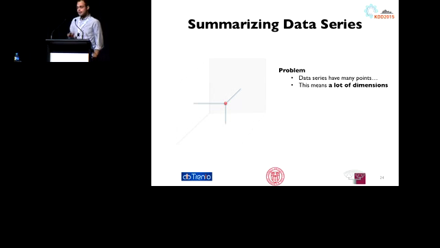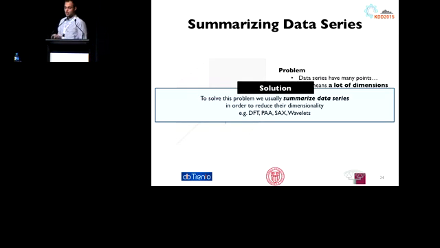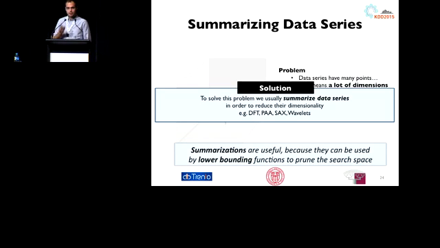So we're interested in similarity search, which means that we have to treat data series as multidimensional points. But the thing is that data series have many records, they have many points, which means a lot of dimensions. So in order to solve this problem, we usually summarize data series. We can use, for example, summarizations such as DFT, PAA, SAX, wavelets, and more. Summarizations are useful because they can be used by lower bounding functions in order to prune the search space.